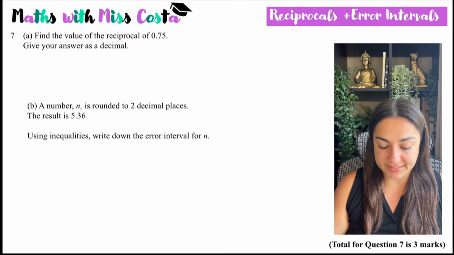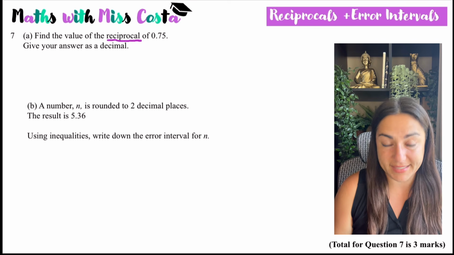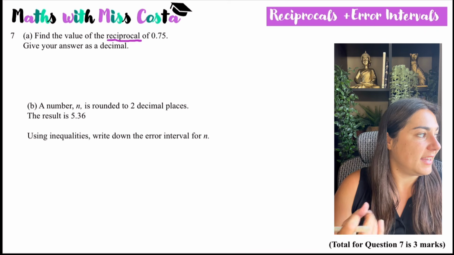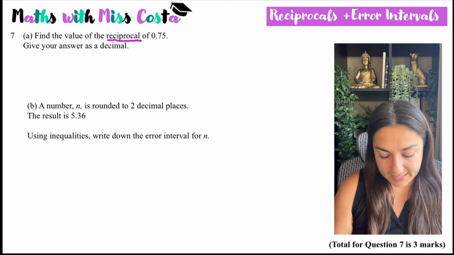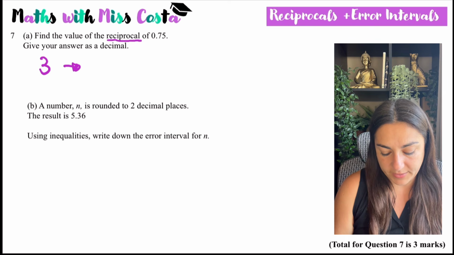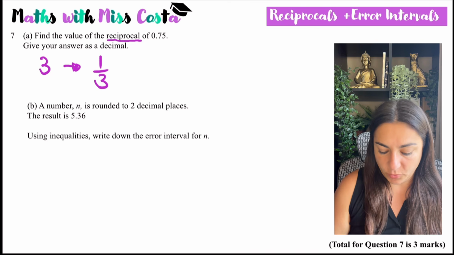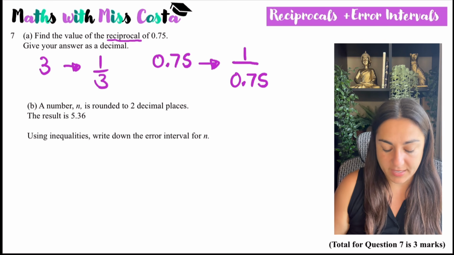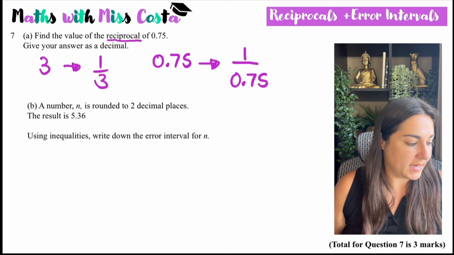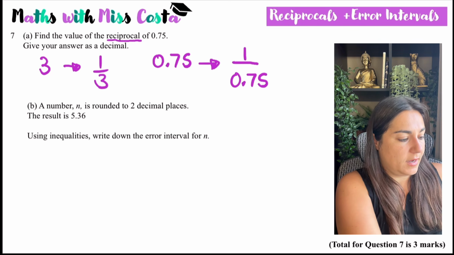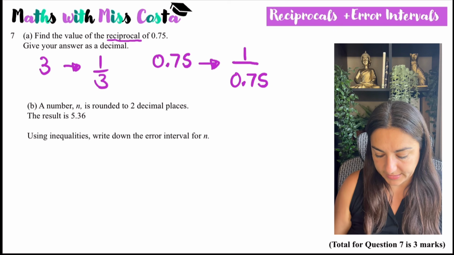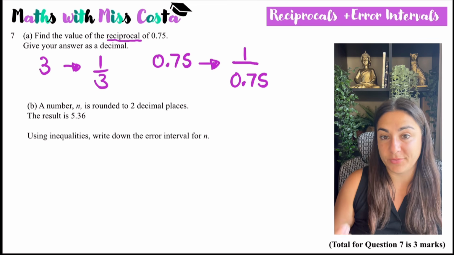Okay, so in this question you are asked to find the value of the reciprocal of 0.75. Now a reciprocal is just the inverse of that number. So for instance, if you had 3, the reciprocal of 3 would be a third. So here we've got 0.75, so the reciprocal of 0.75 would be 1 divided by 0.75. Now you've got that into your calculator, so when you type it in, it's going to give you 1.3 recurring.